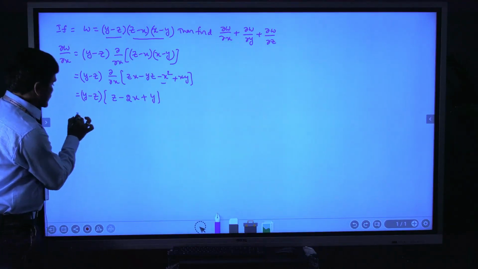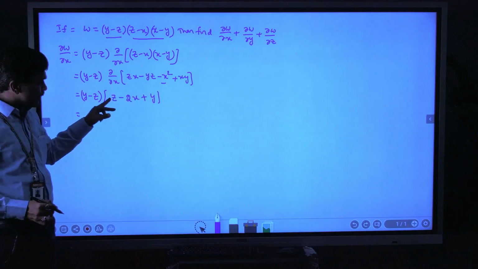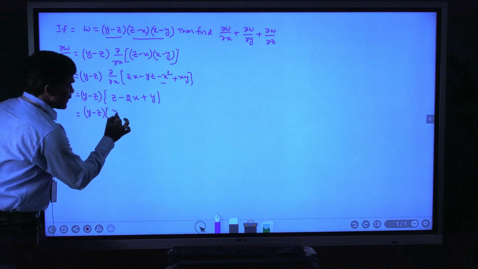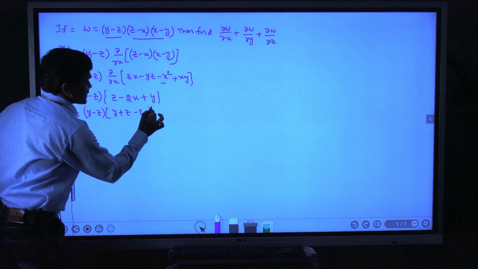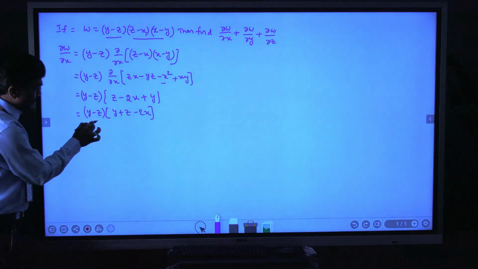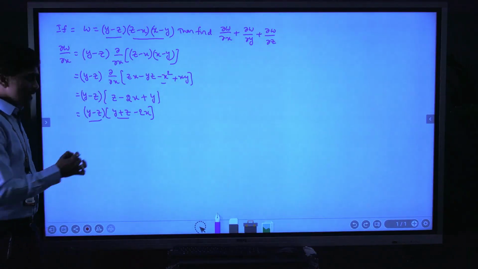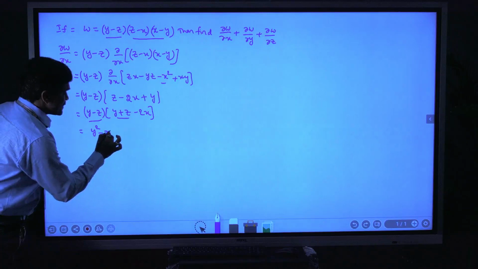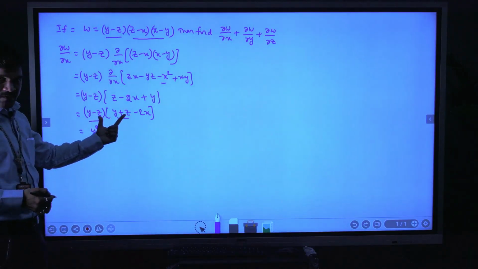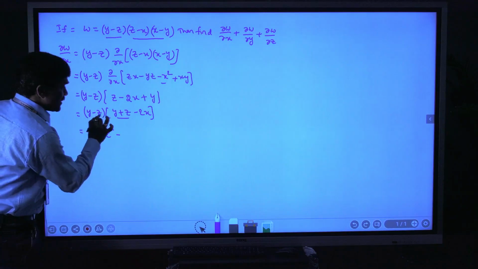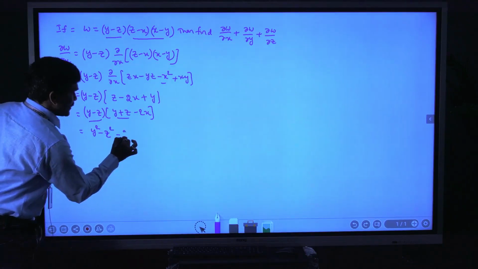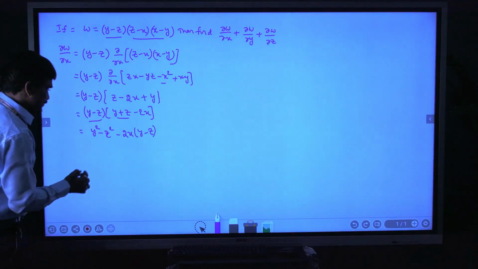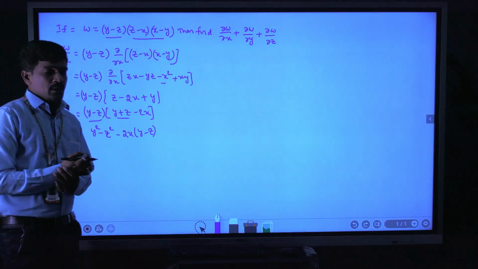Now simplifying this, we have z plus y, so this can be written as (y − z)(y + z − 2x). Now multiplying these two terms: (y − z)(y + z) is y² − z², since (a + b)(a − b) = a² − b², minus (y − z) into 2x, so minus 2x(y − z). Now this is ∂w/∂x.